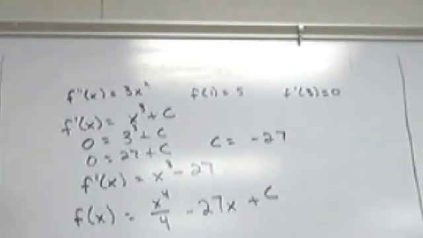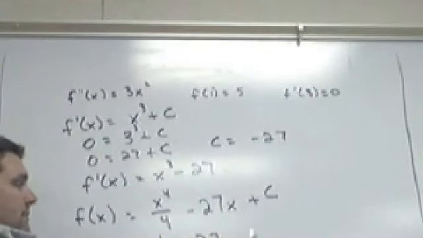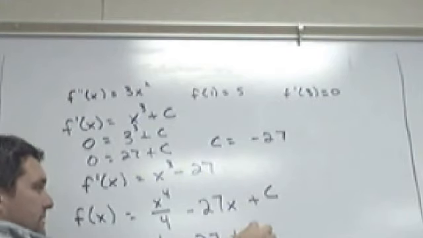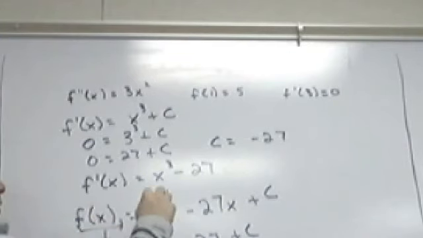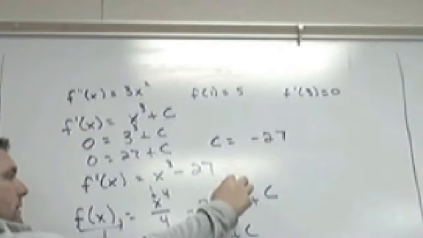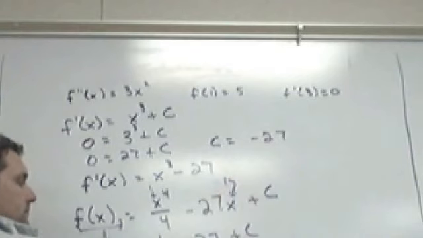And what do I know? I know when I put 1 in for x, f of 1 is 5. So I'll get 5 back, equals 1 to the 4th is 1, over 4, minus 27 times 1 is minus 27, plus c. So I'm kind of saving time. I put 5 in for f of x, and I put 1 in for x in both of those. Okay? And now it's just a matter of solving.